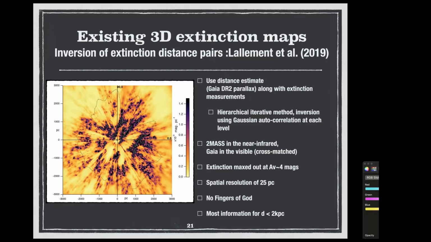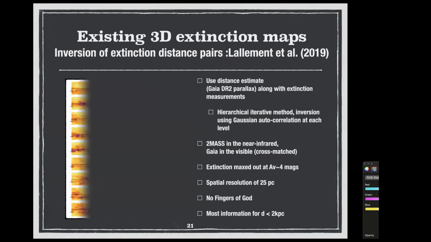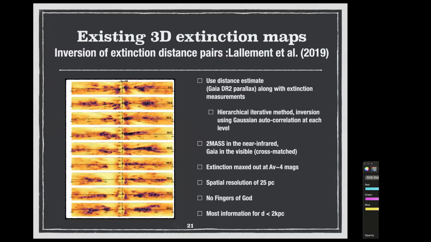But there's a spatial resolution of about 25 parsecs, no or fewer fingers of God, but the information is restrained to roughly 2 kiloparsecs from the sun. So it's a higher detail, but lower reach extinction map. And of course, you can slice that map in different ways and have a look at what happens in the different longitude, latitude, and altitude slices.